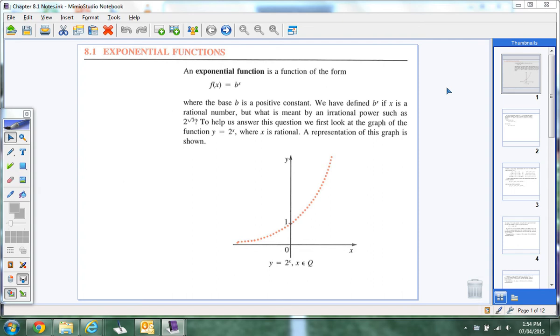Part 2, now we're on 8.1, exponential functions. We're doing exponential functions this section, and then 8.2 is the actual derivatives. We're kind of talking about how exponential functions grow in terms of their limits, what they approach, and whatnot.